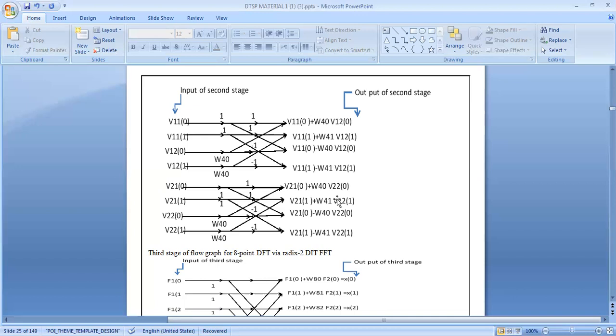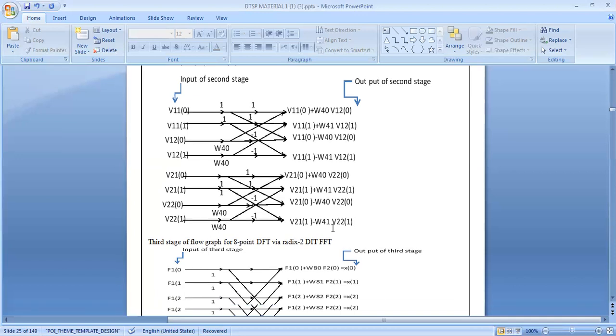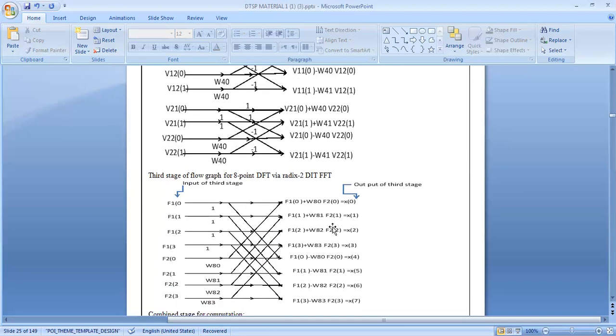So the output of the second stage, let it be noted as F1 of 0, F1 of 1, F1 of 2, F1 of 3, F1 of 4, F1 of 5, F1 of 6. So we'll have an 8-point sequence. So the next third stage will be the decimation of the 8-point sequence. So let me have F1 of 0, 1, 2, 3. Similarly, 0, 1, 2, 3.